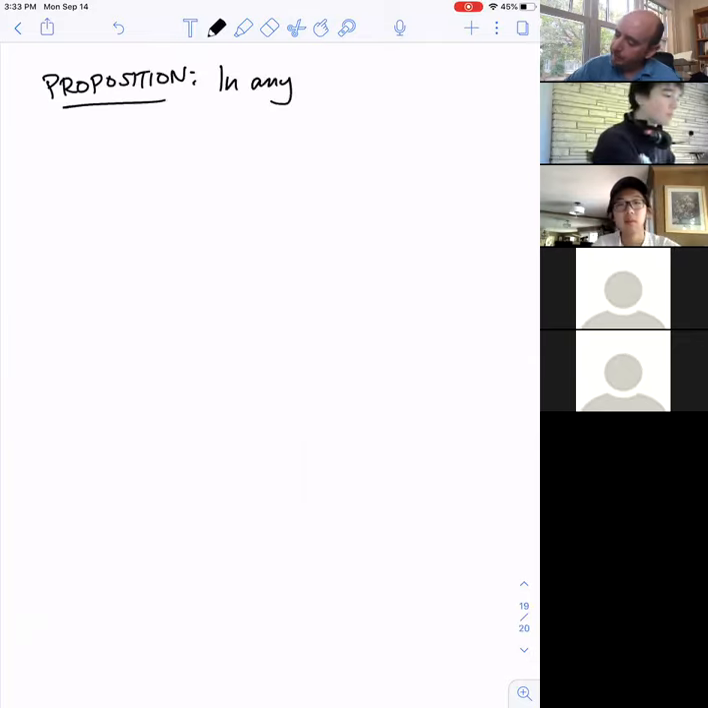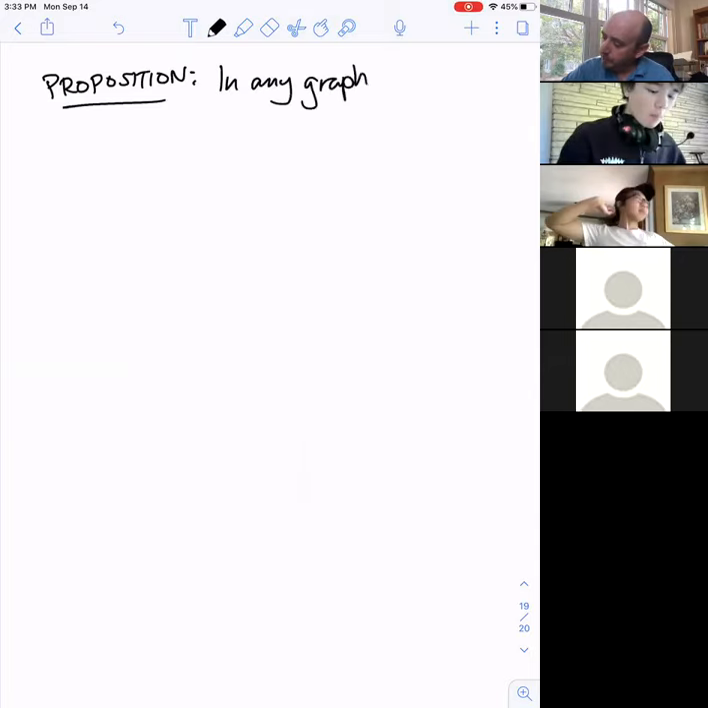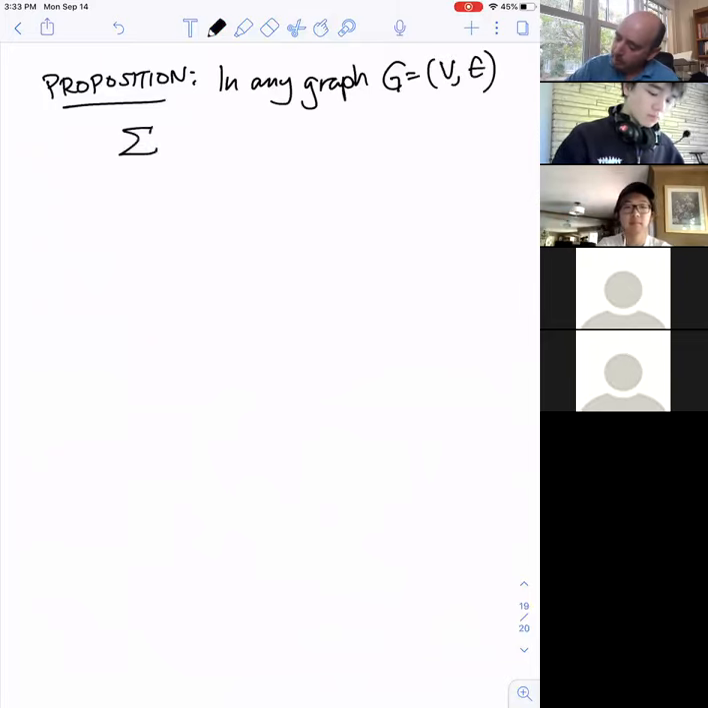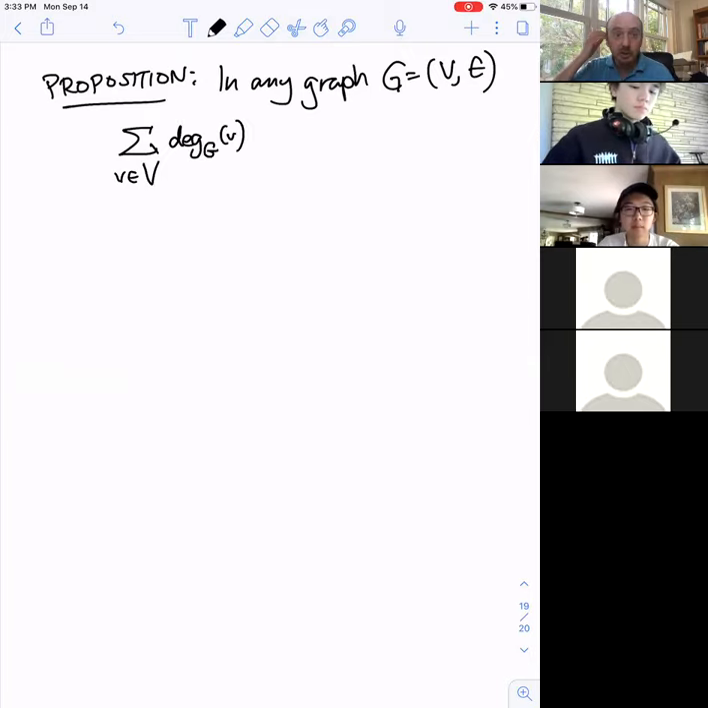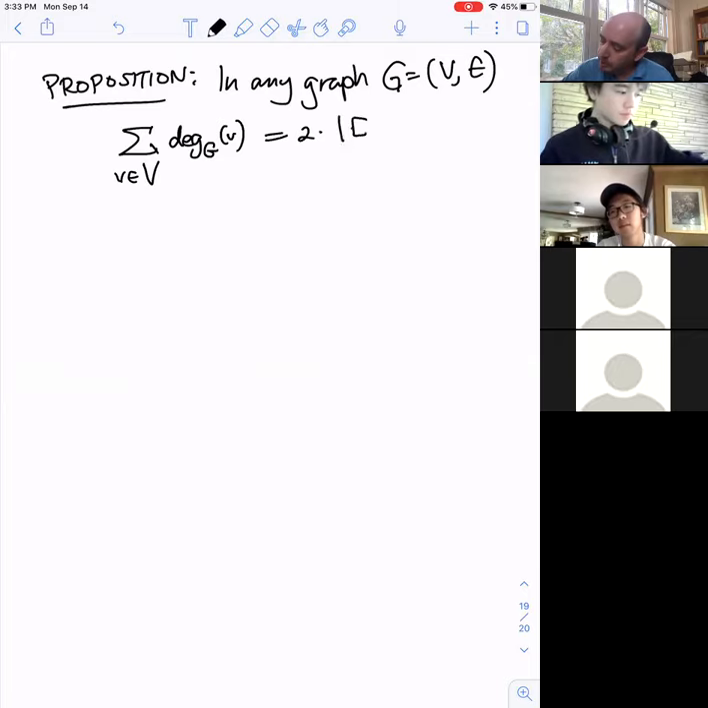In any graph G with vertex set V, edge set E, if we sum over the vertices in capital V the degree, so the sum of the vertex degrees, that's what we were counting when we summed up those numbers in pink. The claim is we're always going to get 2 times the number of edges. It's always going to be an even number, and it's going to be 2 times the number of edges.